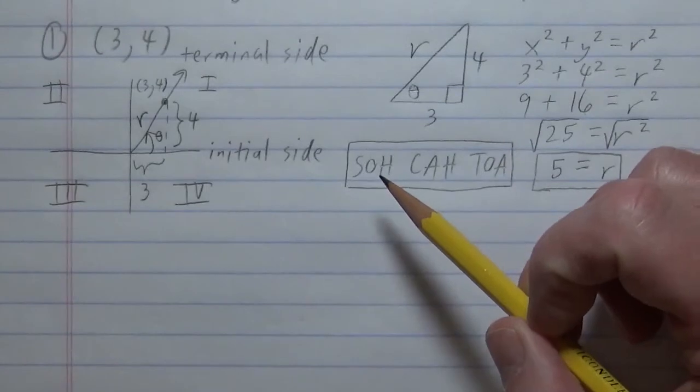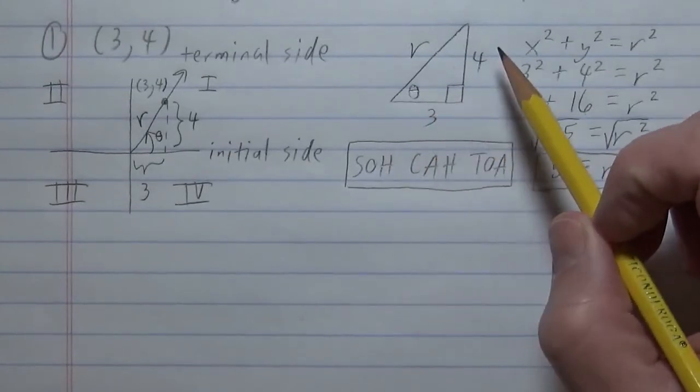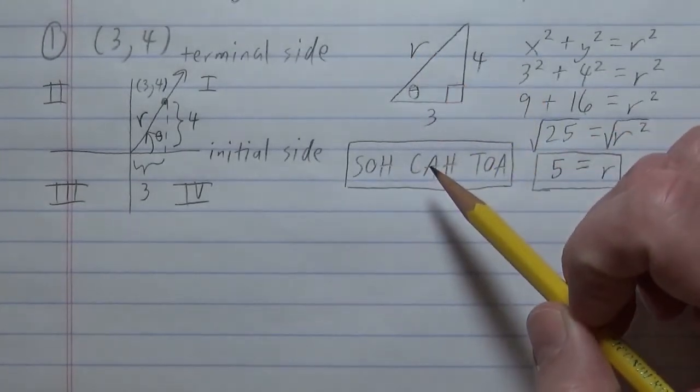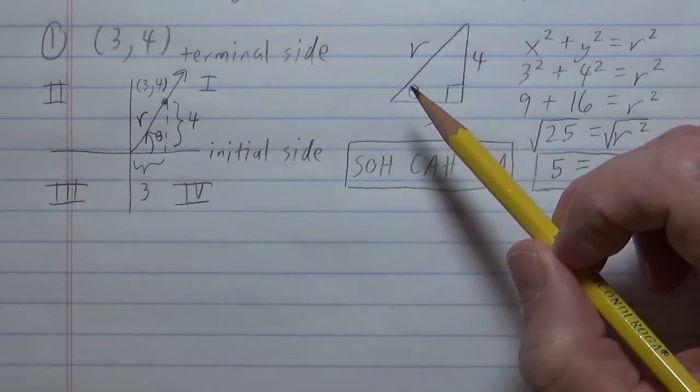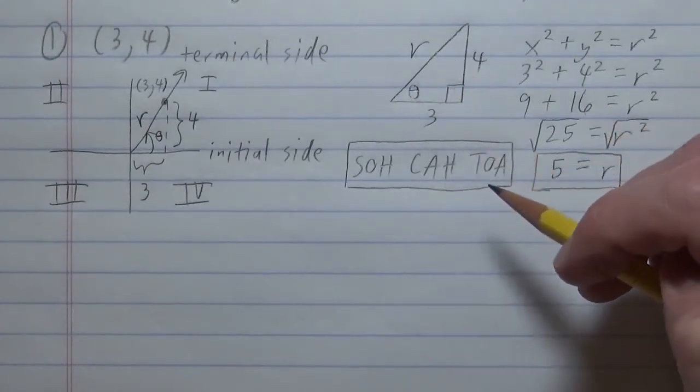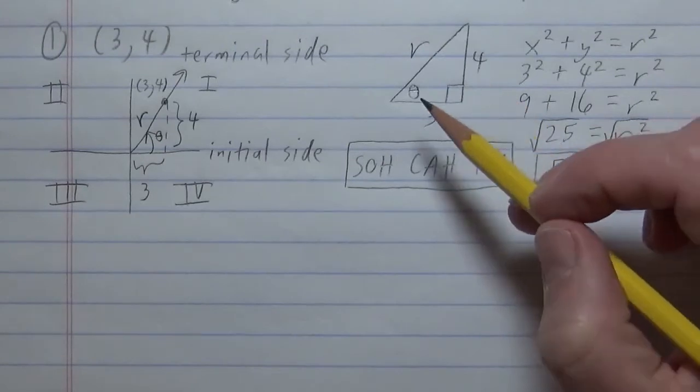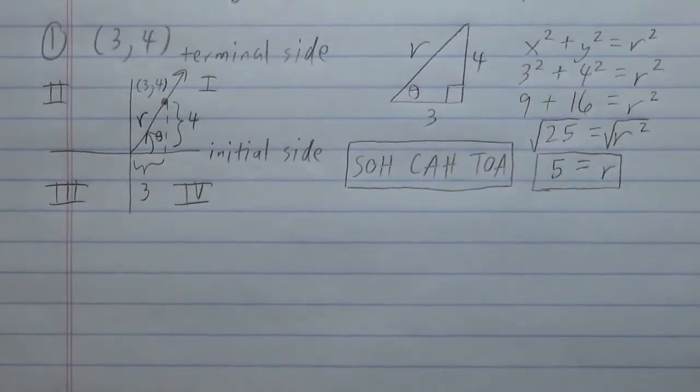Sine of the angle is going to be opposite over hypotenuse, which is 4 over r. Cosine of the angle is going to be adjacent over hypotenuse, which is 3 over r. And tangent is going to be opposite over adjacent, which is 4 over 3. But like I said, we're not in geometry. This is a pre-calculus and a calculus topic.